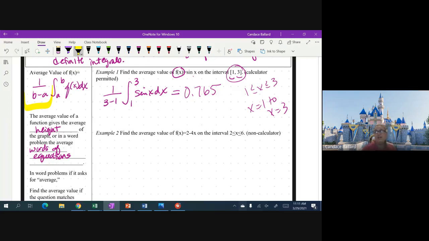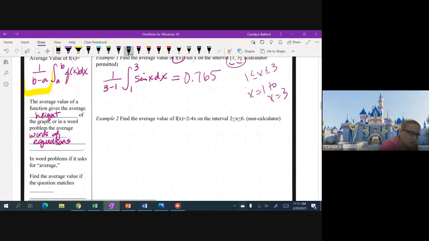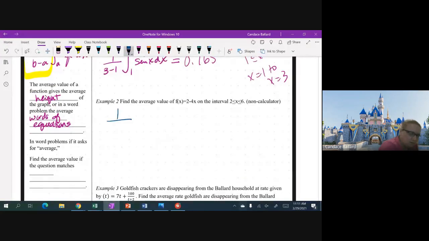When we see average value, this is typically the way people remember: it is the thing with the 1 over b minus a out front. I don't know if there's a better way to remember it. So we're going to do 1 over b minus a, where b and a are the 6 and the 2, so 6 minus 2, and then we go from 2 to 6 and integrate 2 minus 4x dx.